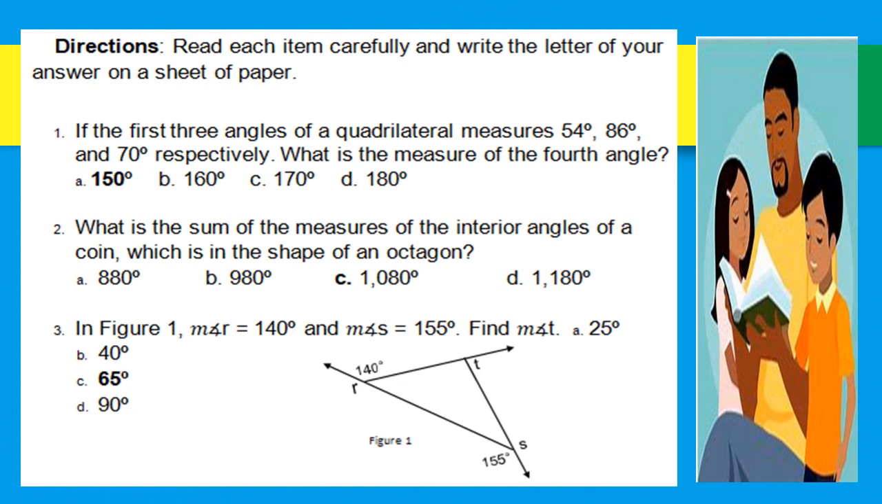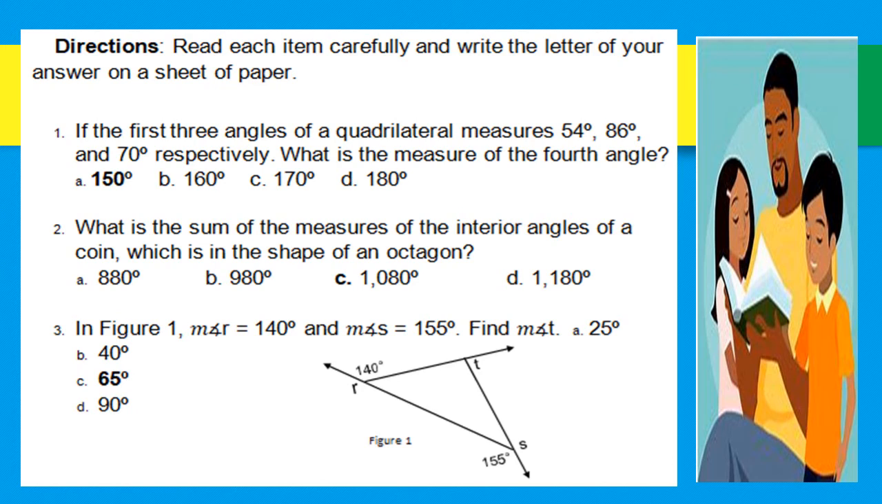Number 2, what is the sum of the measures of the interior angles of a coin which is in the shape of an octagon? Since an octagon has 8 sides, we have letter C, 1080 degrees.